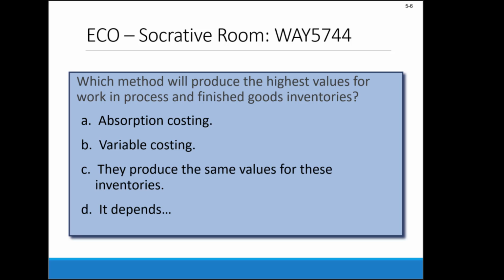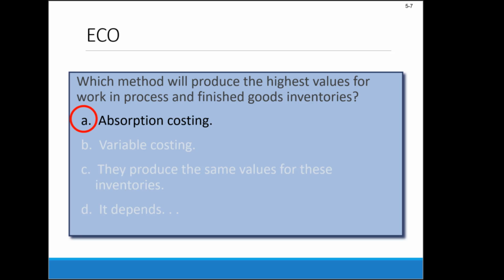So the first one up here, which of those costing methods would produce the highest values for work in process and finished goods inventories? Think about that for a second, pause if you need to, and then we'll hit the answer here. So the best answer is A, absorption costing. So remember, the only difference between the two costing methods is how we treat that fixed overhead. Under absorption costing, it's included as part of the product cost or the inventoriable cost. So all else equal, that would make inventory values higher under absorption costing as compared to variable costing, where that fixed overhead's not included in inventory.